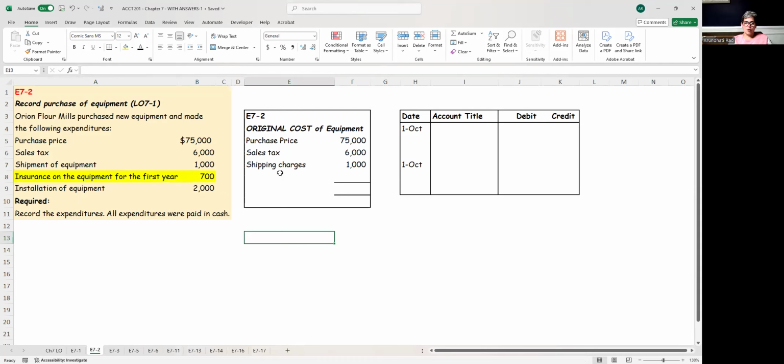Installation of the equipment, I had to have it professionally installed. I had to pay the installers $2,000. That gets added to the cost of the asset. So that adds up to a total of $84,000.